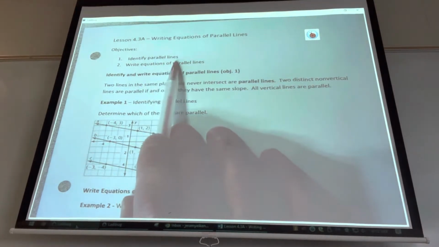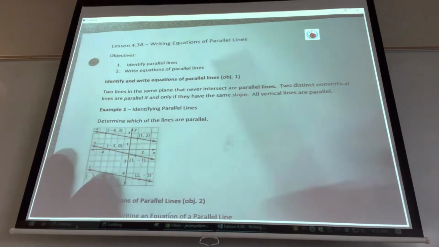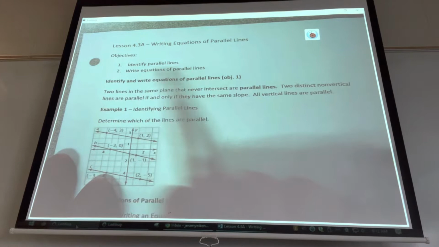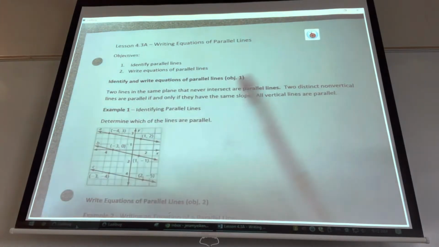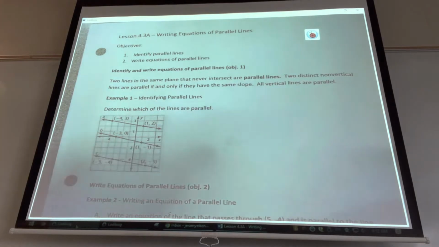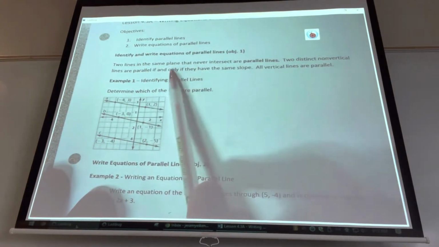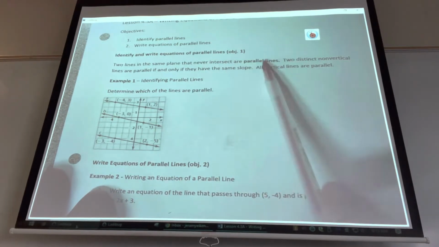That's over half of your homework, identifying parallel lines, and just a little bit of it is writing equations of lines. But that's what we kind of do more of in the notes. It's kind of interesting. So first things first, two lines in the same plane that never intersect are parallel lines.